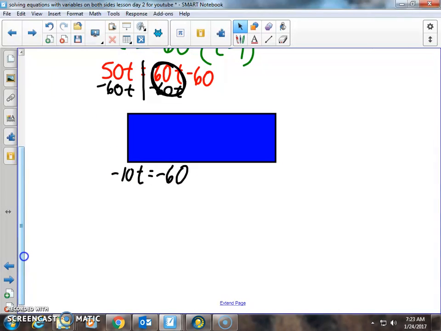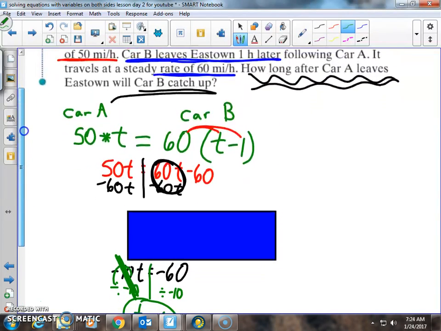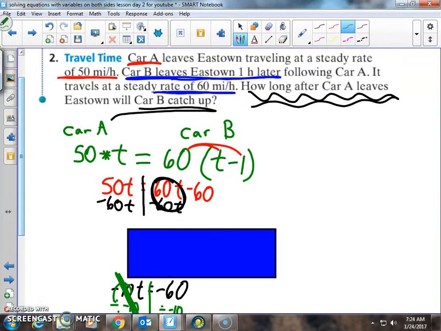And we can wrap that up by dividing by negative 10. We know those cancel, leaves us 1t, and that would be positive 6. So the time would be 6 hours. Now let's go back up and answer the question. T stood for time that car A was on the road. The question was, how long after car A leaves will car B catch up? It would be 6 hours. 6 hours after car A leaves.